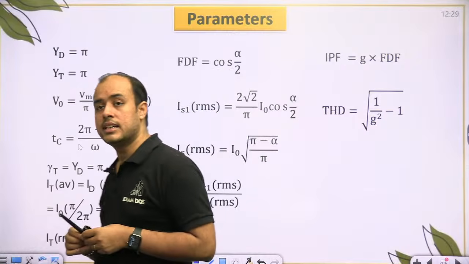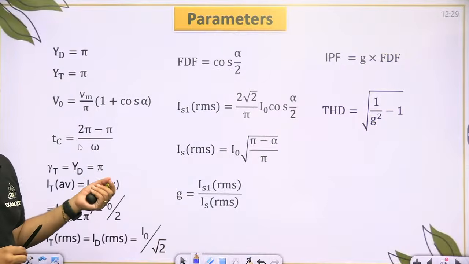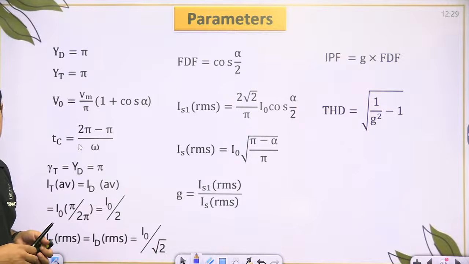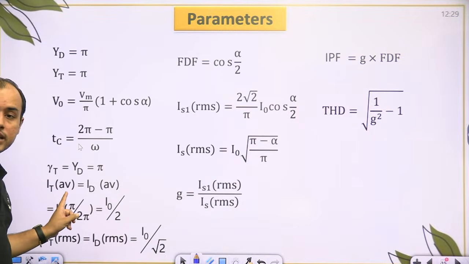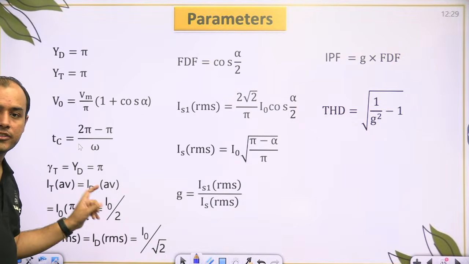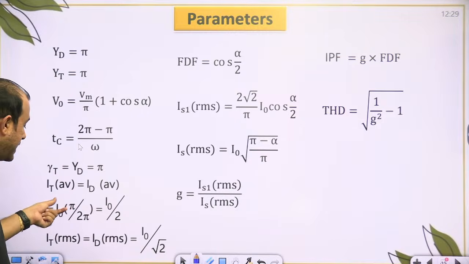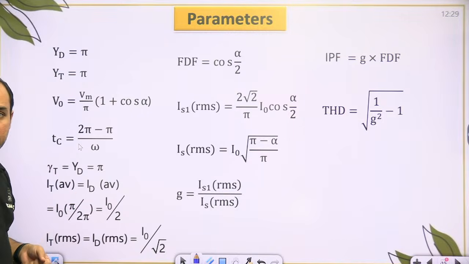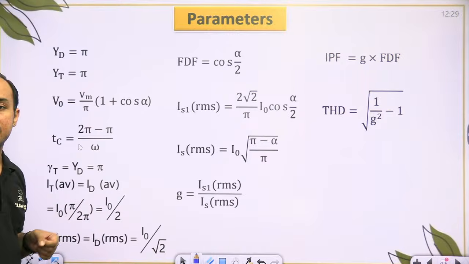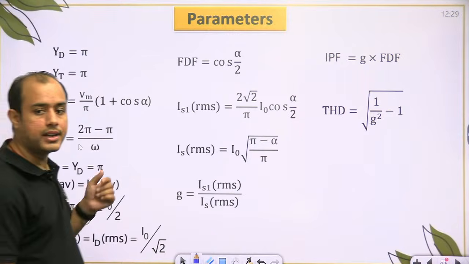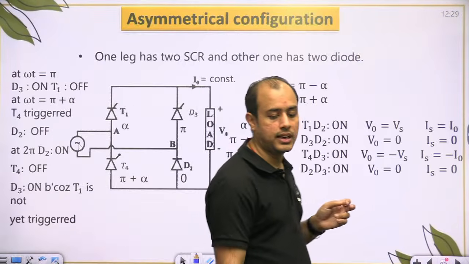So the parameters are absolutely same what you studied for a full converter with freewheeling diode. But when you are computing the average current of thyristor and diode, scale I0 with pi by 2 pi, or RMS scale it by under root pi by 2 pi, duration by interval.